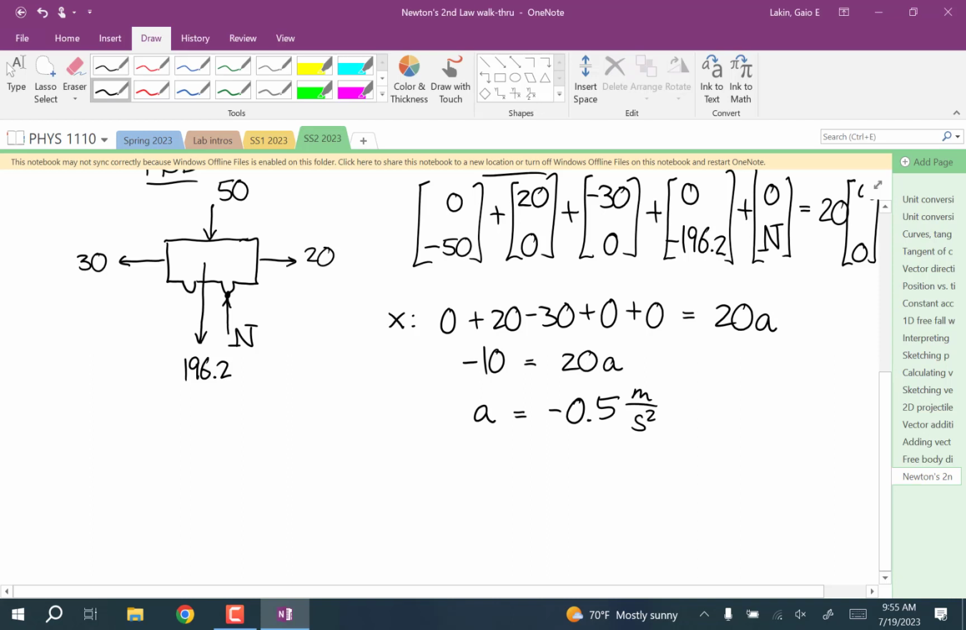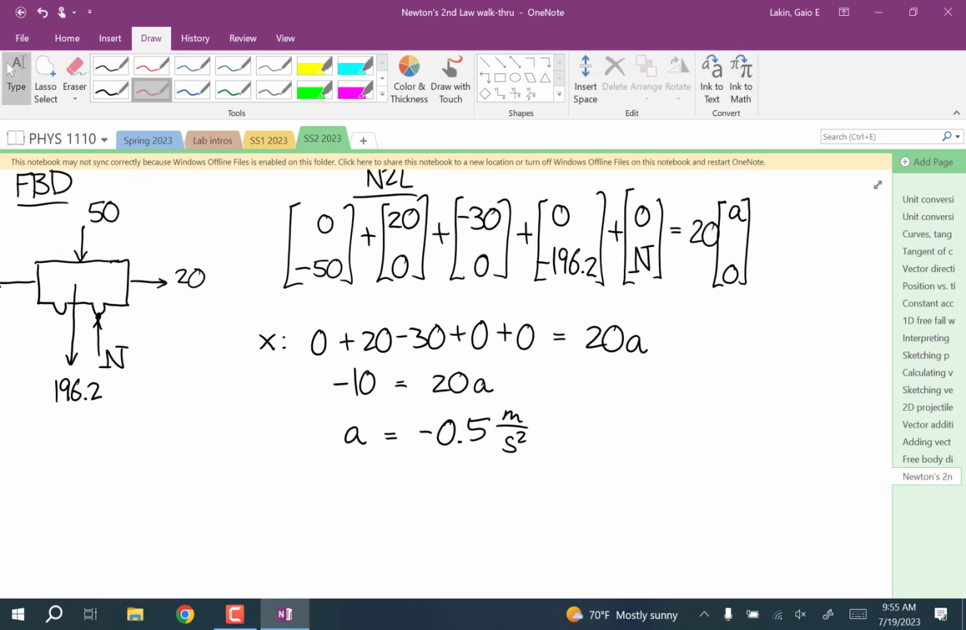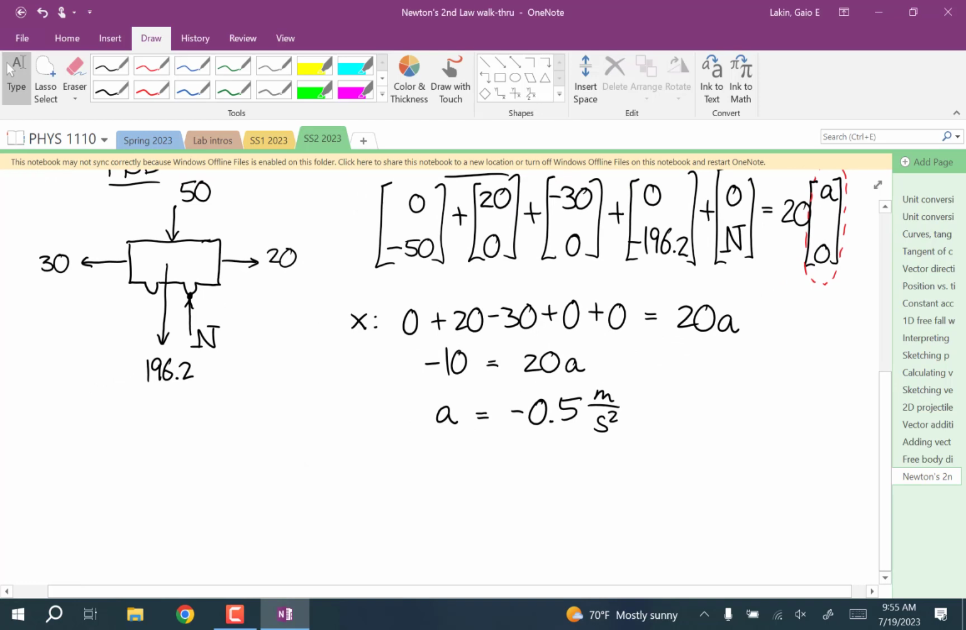Okay, that's an answer for a, but that's not a vector yet. So in order to make that a vector, notice that we've already represented the acceleration vector. It's this in the dotted line. So all you have to do is substitute a in there. So pause the video and give the final acceleration vector. Okay, so the answer, if you substitute the variable a into that vector, is negative 0.50.